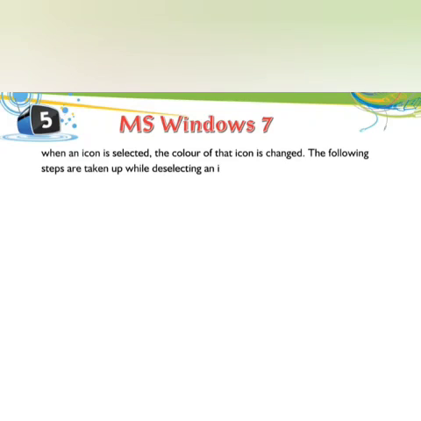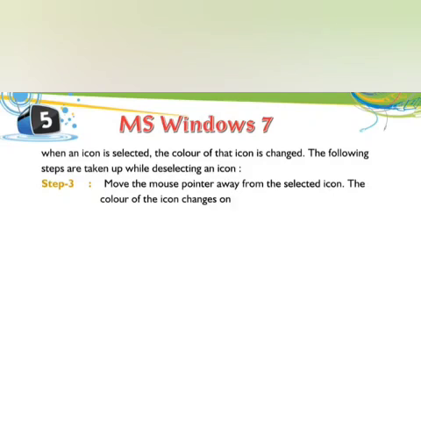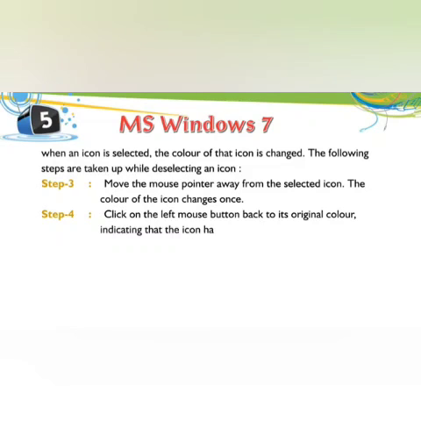When an icon is selected, the color of that icon is changed. The following steps are taken while deselecting an icon. Step 3. Move the mouse pointer away from the selected icon. The color of the icon changes once. Step 4. Click the left mouse button. The icon goes back to its original color, indicating that the icon has been deselected.